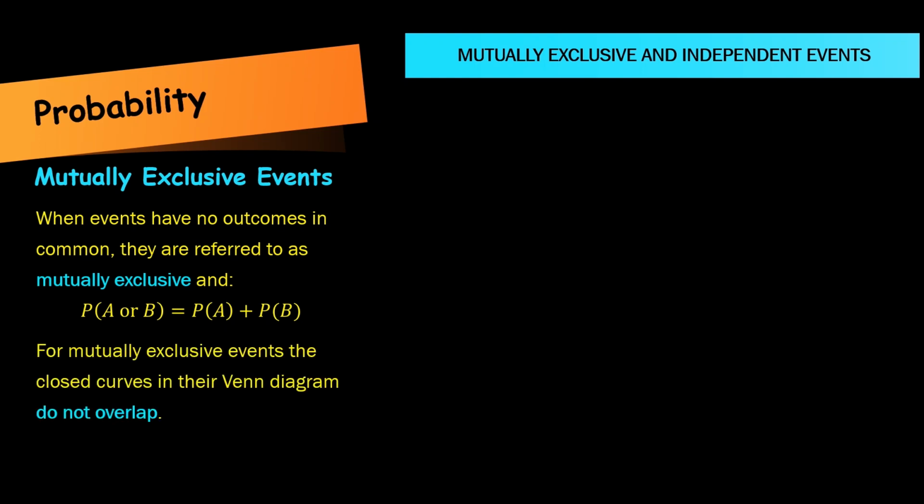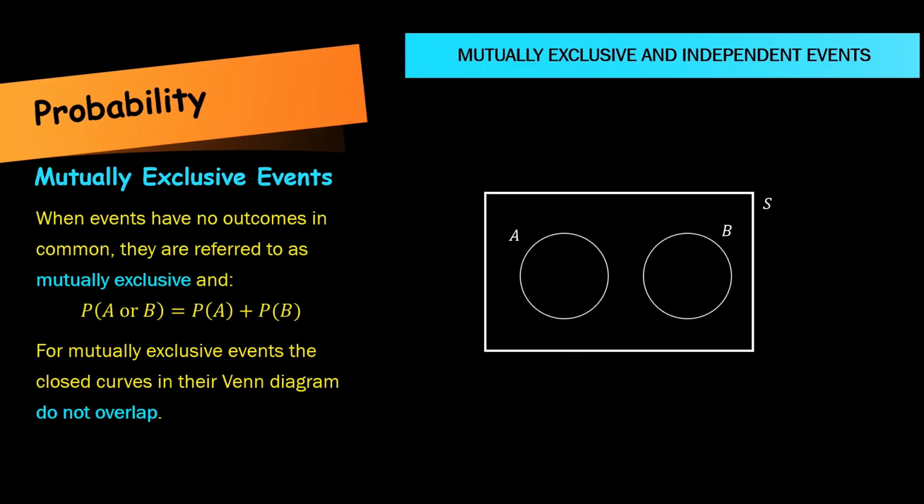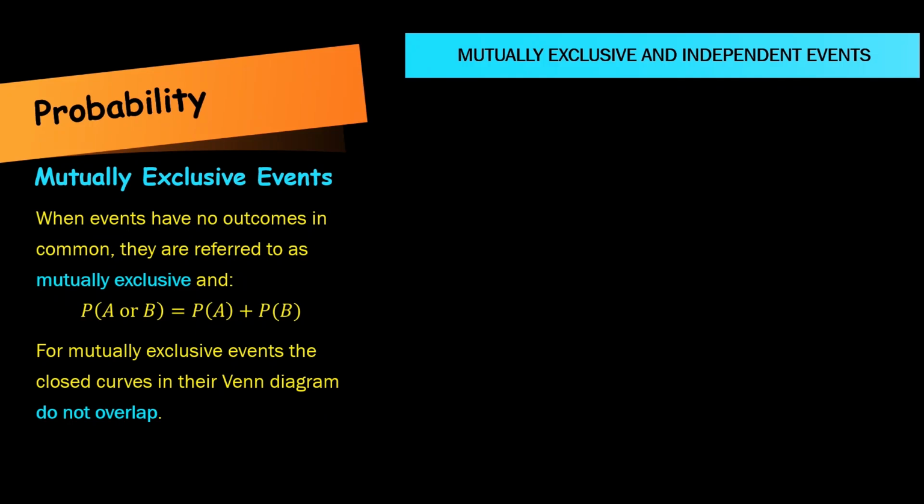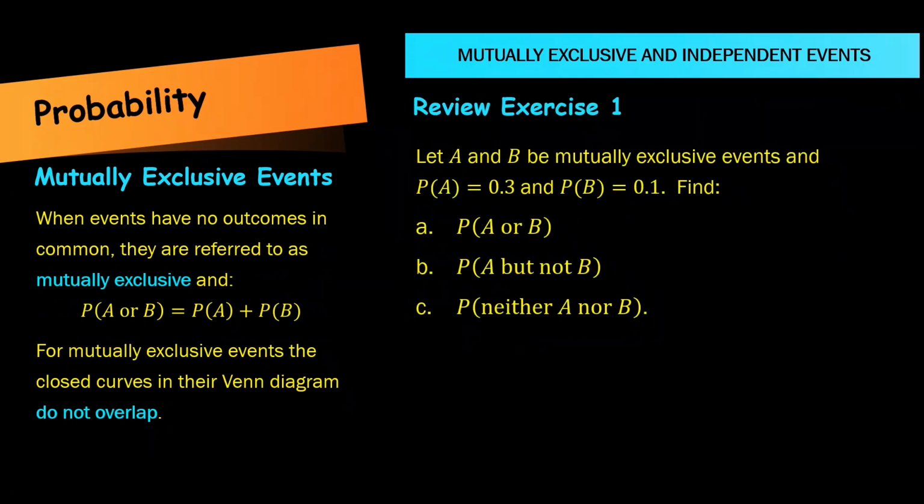For mutually exclusive events, the closed curves in their Venn diagram do not overlap and will look something like the sketch you can see on your screen now. So we have the sample space S, we have the event A in one circle, and we have the event B in another circle, and there's no common area between the two. We will now take a look at the first exercise.